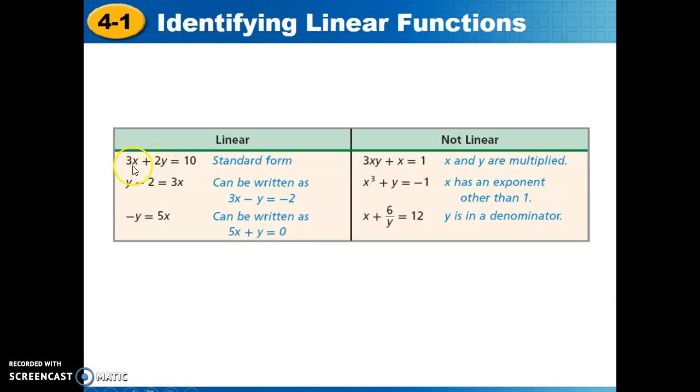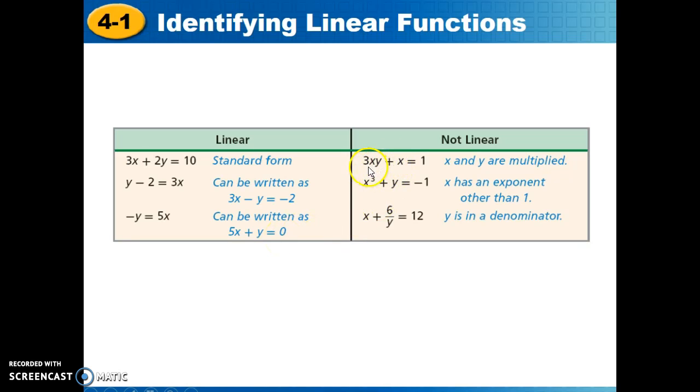So these are linear. Notice standard form ax plus by equals c. This is linear. Notice we could subtract 3x and add 2. We could write it as standard form. And they subtracted y and left the negative 2 on the other side. Either way works. It appears in standard form. And this can be written as 5x, add y to both sides, leaving 0 on this side. This is also standard form. C can be 0.